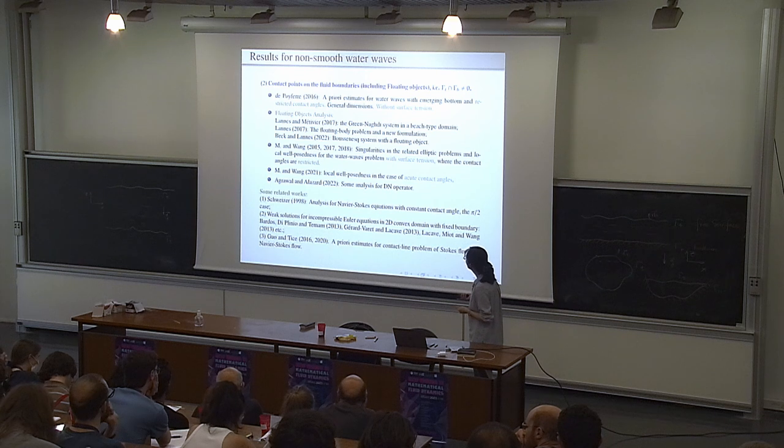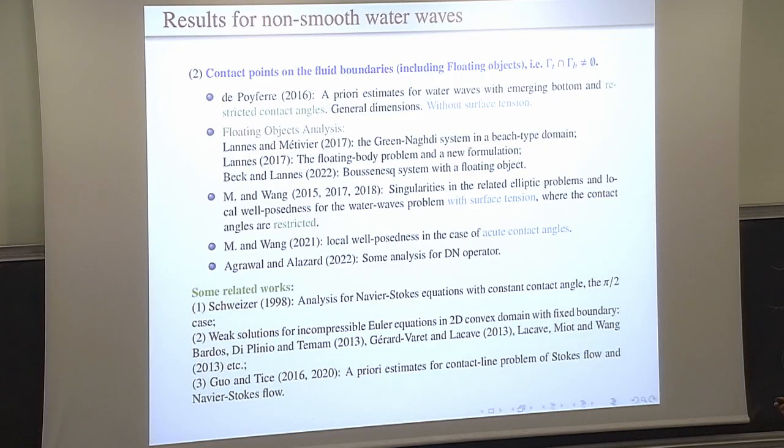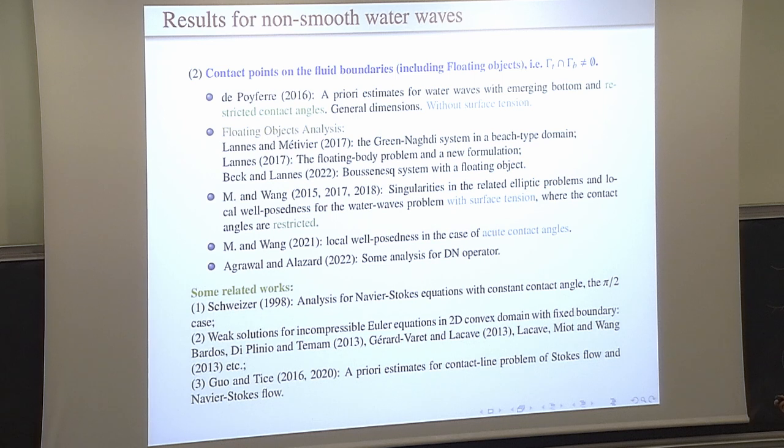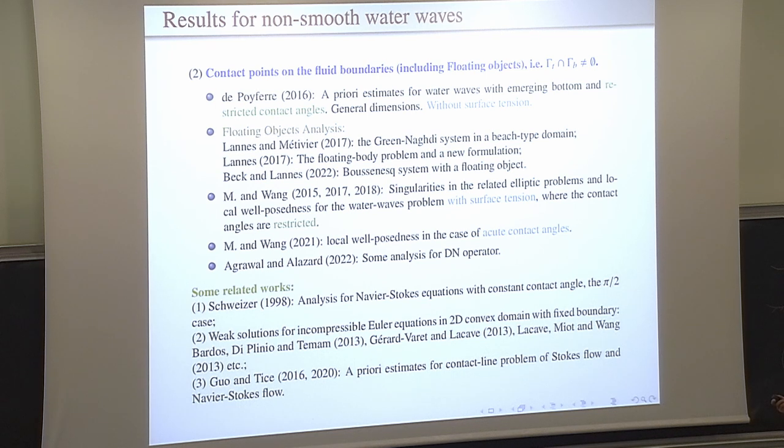And so there are some related works. First, Debrafehe proved an upper estimate without surface tension and with the assumption of small angles. And there is a floating object analysis by David and his co-authors, Metivier and Beck et al. I only mention three of the papers. They work on the formulation of the floating object and the modeling, with some very interesting results. They also proved the local well-posedness for the Green-Naghdi system. They also assume that the angle is small due to some restrictions, and they proved the local well-posedness of the solution in this case.